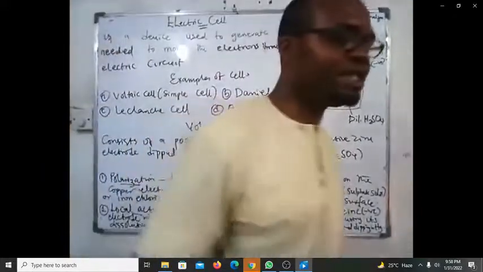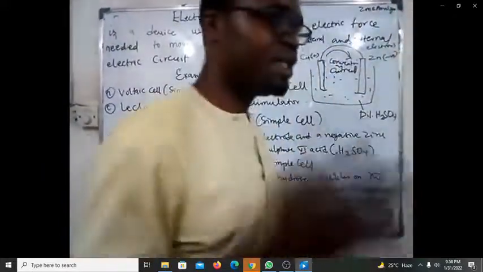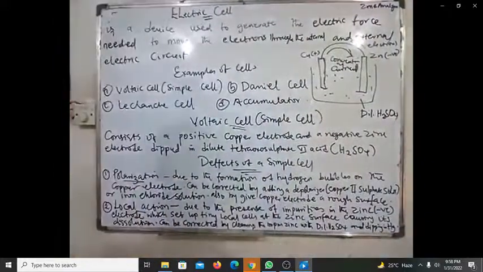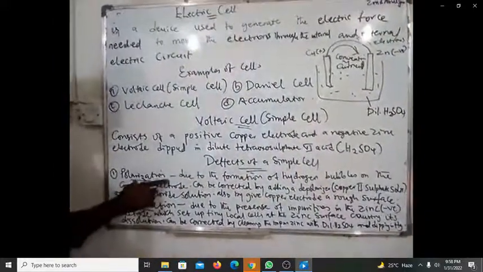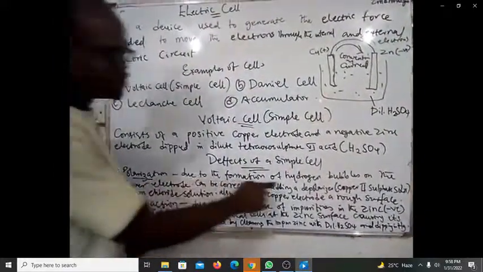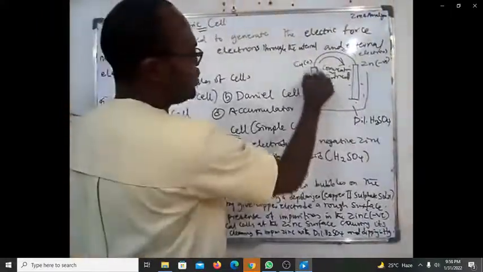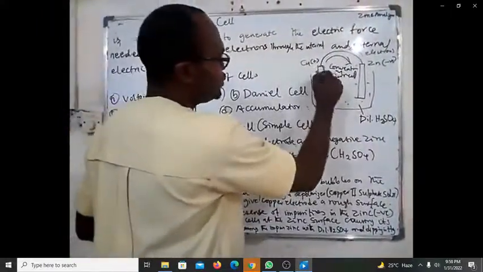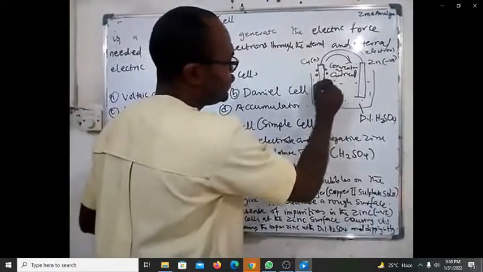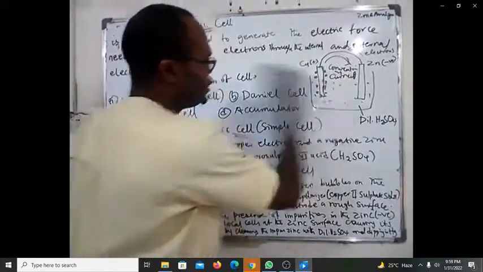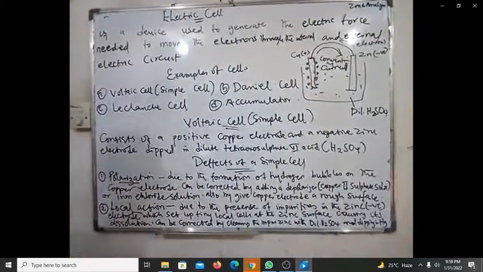They are the two things that make simple cells not last long. And what is polarization? Polarization is caused due to the formation of hydrogen bubbles on the copper electrode. Can you see this copper electrode? If you start using it, there will be hydrogen bubbles formed around this copper electrode, and that will cause polarization.